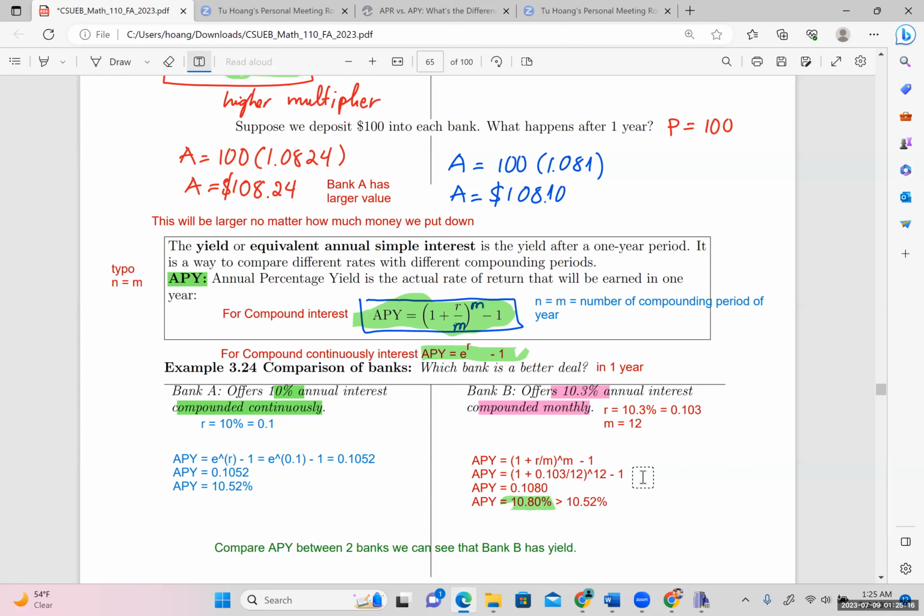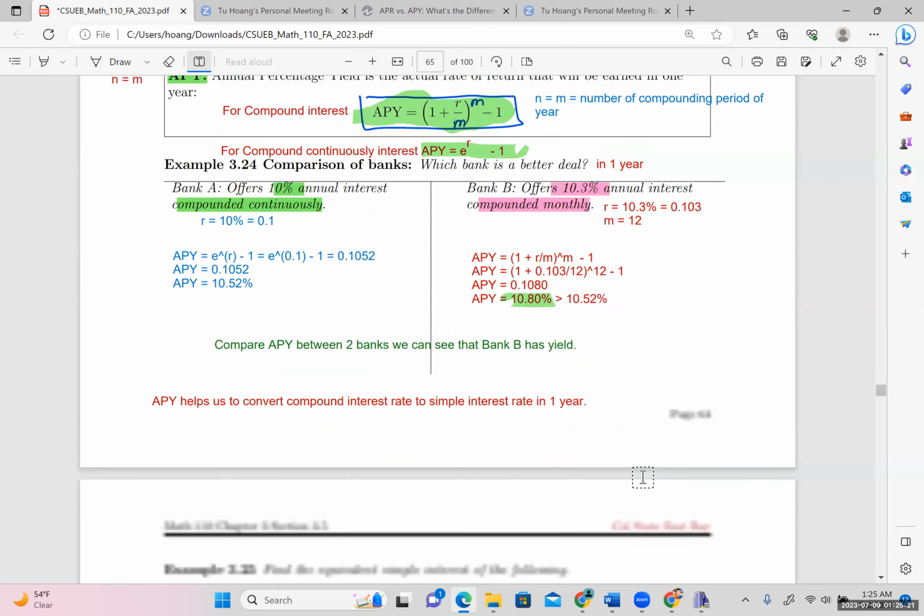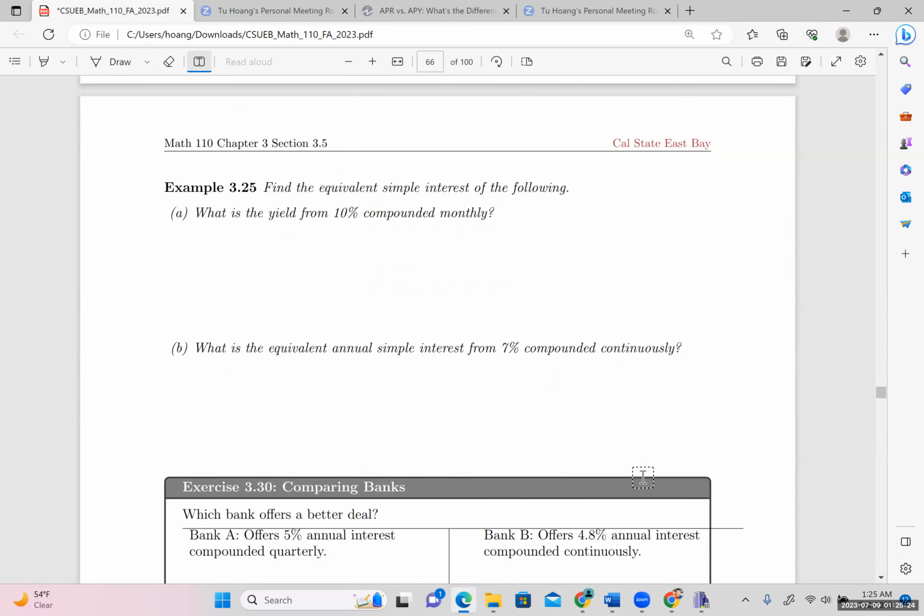Now we can go ahead and move to example 3.25, and we're going to find the equivalent simple interest of the following. So what is the yield for 10% compounded monthly? All right, so this one is R equal to 10%. Keep in mind that R here is the APR, right? And it's going to be 0.1.